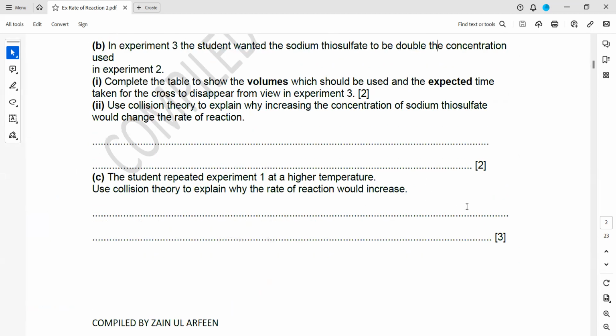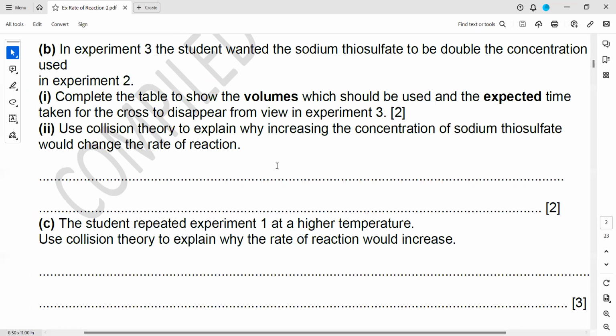Use collision theory to explain why increasing the concentration of sodium thiosulfate would change the rate of reaction. Look how the marks are distributed, because it's 2 marks. So what is the distribution of the marks? If we increase the concentration, there will be more particles in a unit volume, because higher concentration means a greater number of particles in a unit volume. And if you have a greater number of particles in a unit volume, they will have more collisions. That's why the reaction will be faster.